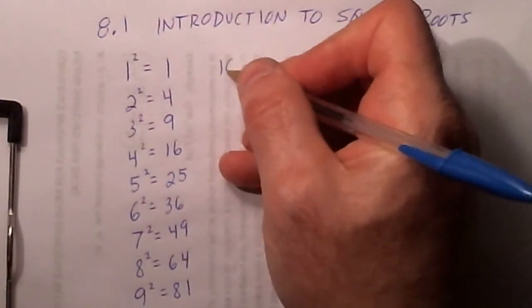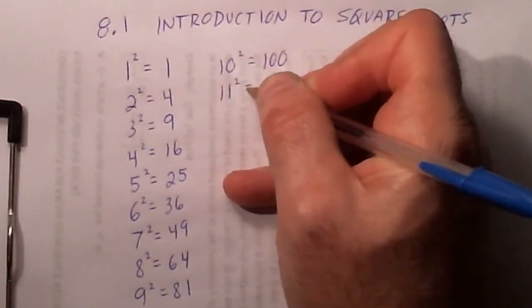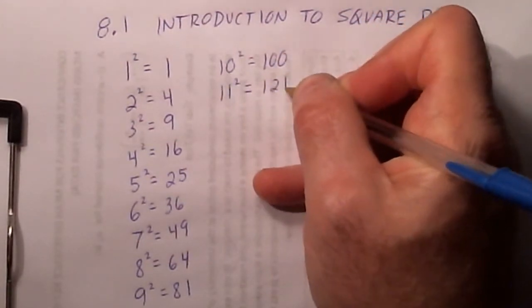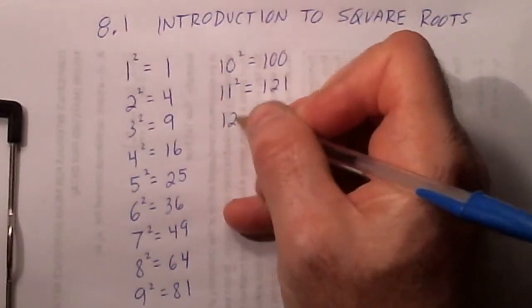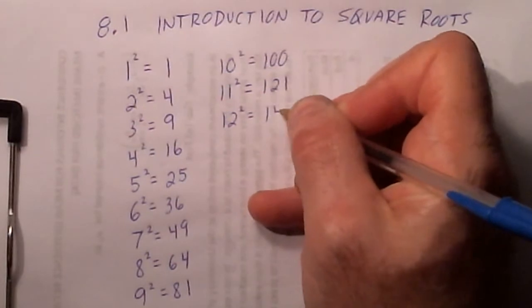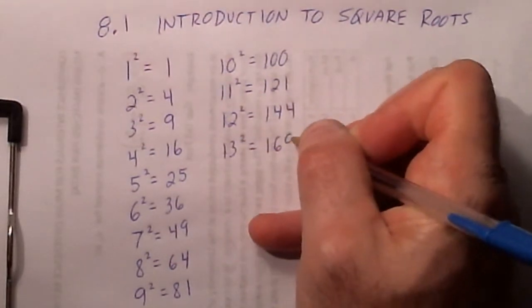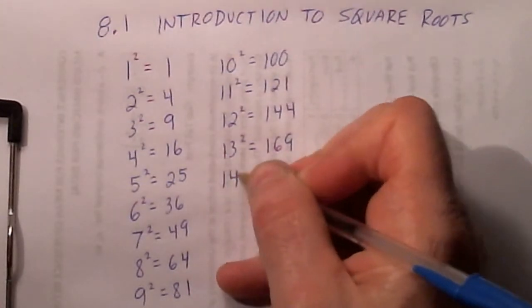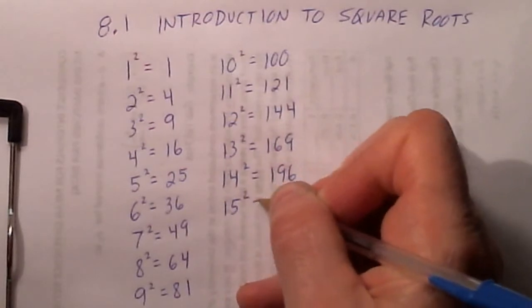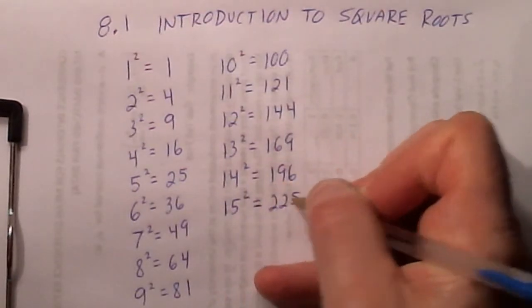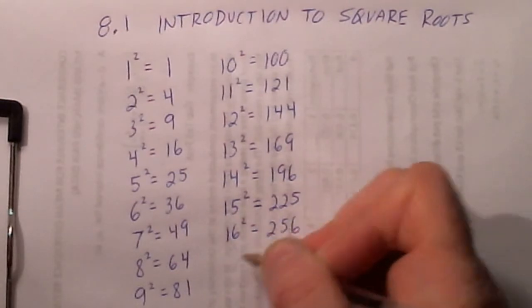10 squared, 10 times 10, 100. 11 squared, 11 times 11 is 121. So 121 we say is a perfect square of 11. 12 squared, 12 times 12 is 144. 13 squared, 13 times 13 is 169. 14 times 14, 196. 15 squared, 15 times 15 is 225. 16 squared, 16 times 16 is 256. These are all perfect squares.